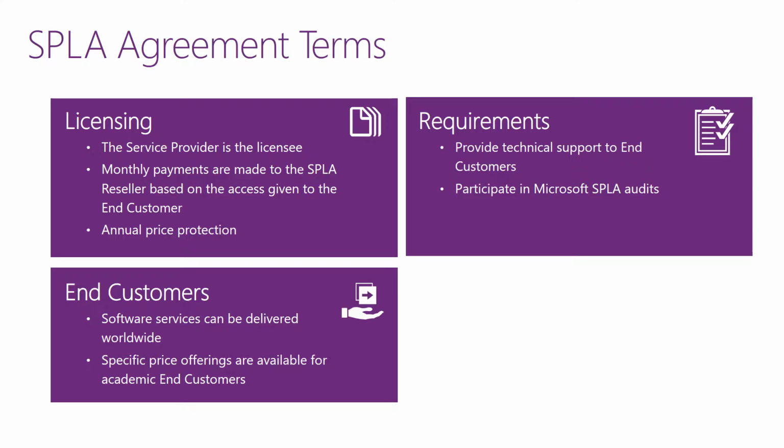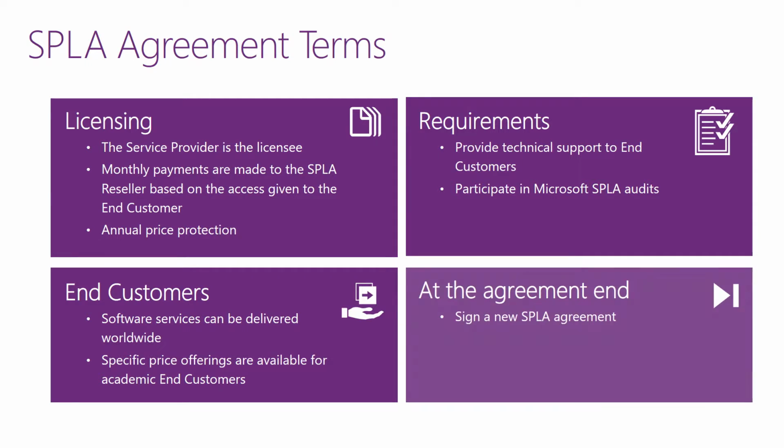There is also a necessary requirement to be in compliance with anti-corruption laws, and the SPLA agreement details specific requirements for record keeping and employee training associated with this. And finally, we know that the agreement is a 3-year term, so the service provider must sign a new agreement at the end of the term to continue to offer software services to their end customers. Naturally, if the service provider does not want to sign another SPLA, then they must remove any software they installed under their expired SPLA agreement.